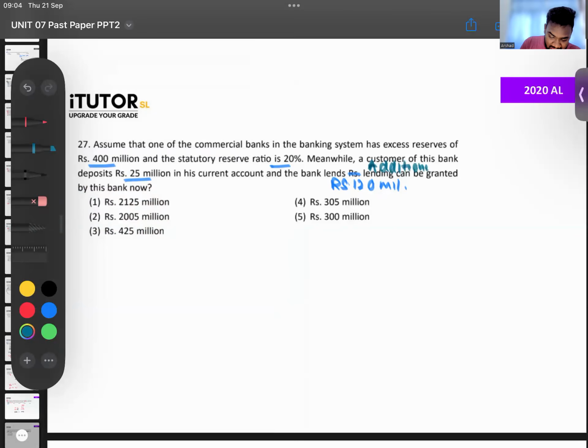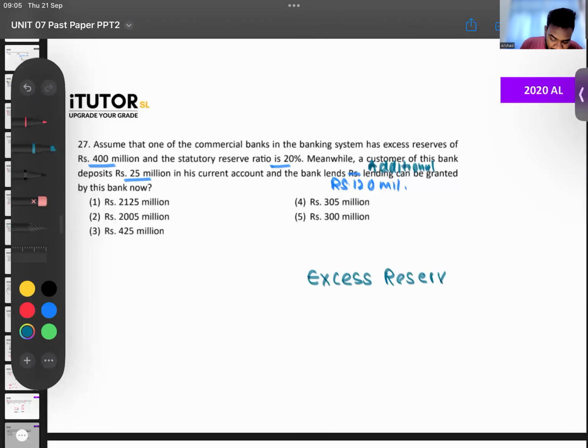Additional lending. So, now this is a very interesting one. You have to figure out how much of excess reserves can be there, how much additional lending can be granted by this bank. So, how much excess reserves do they have? The excess reserves are what they can give out as loans.